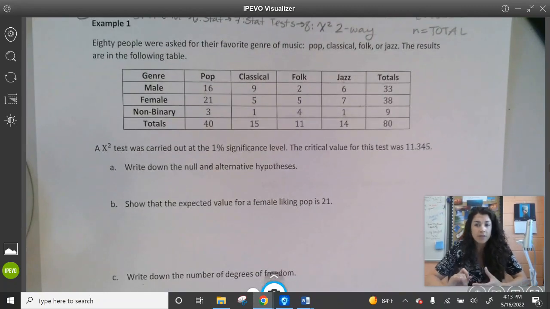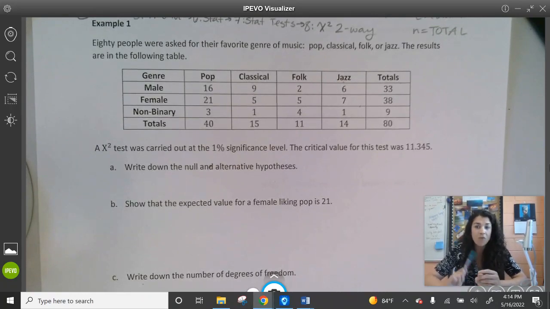Okay, so example 1, let's go ahead and figure out what it's about. It says 80 people were asked for their favorite genre of music: pop, classical, folk, or jazz. The results are in the following table. So what they were actually testing for is, does gender identification have any influence on your type of music that you prefer? It says a chi-squared test was carried out at the 1% significance level. The critical value for the test is this.